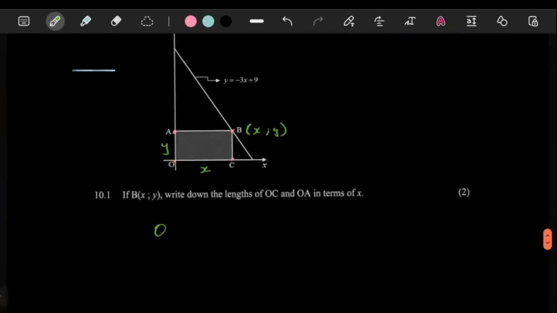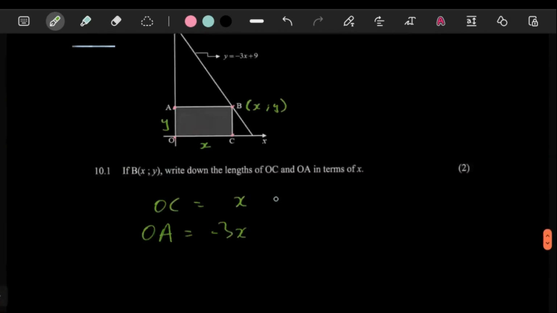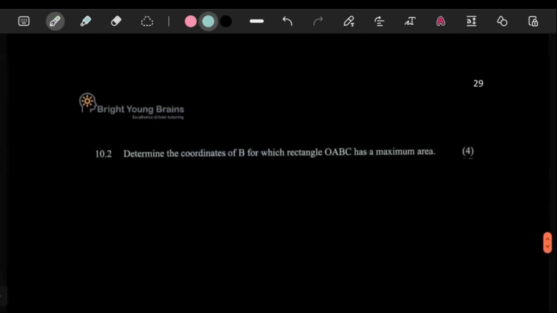So OC is equal to x, and OA is equal to negative 3x plus 9. The x value here is determined by this, and the y value here is determined by the y there, which, as they have shown us, is negative 3x plus 9. So, question 10.2, for 4 marks: determine the coordinates of B for which the rectangle is a maximum.